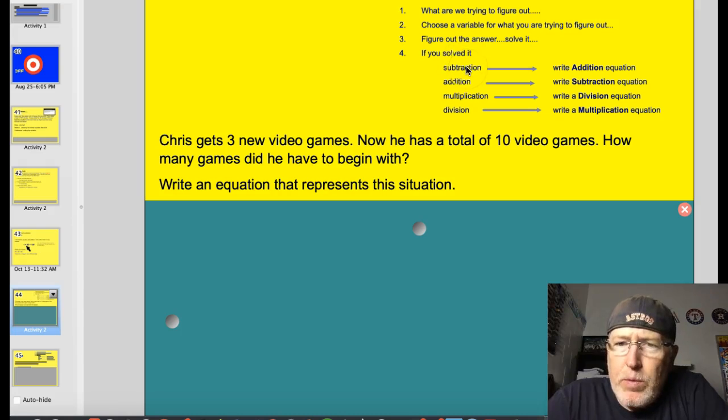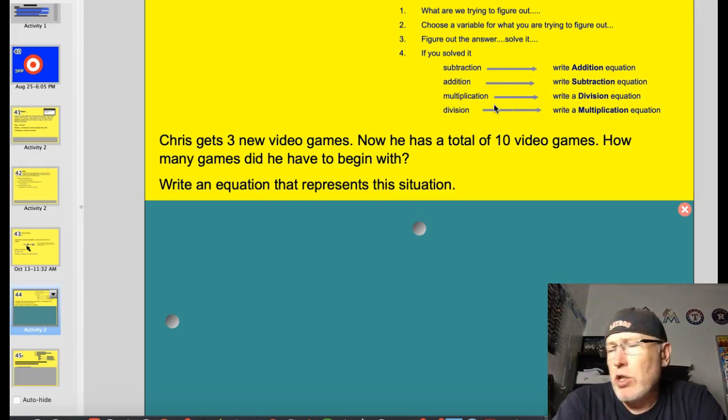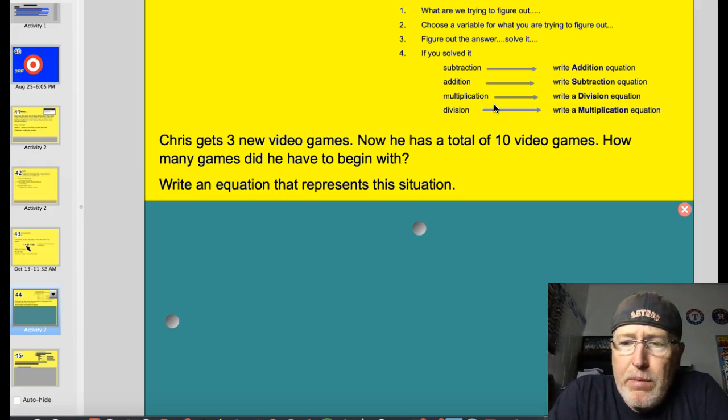And then if I solved it with subtraction, I'm going to write an addition equation. If I solved it with addition, I'm going to write a subtraction equation, and so on and so on. So the opposite operation is what you use to write it with. So multiplication, solve with multiplication, write with division. Solve with division, write with multiplication. So I'll have this little cheat sheet available there. So let's look at 2 more problems, and I'll have you try some on your own.